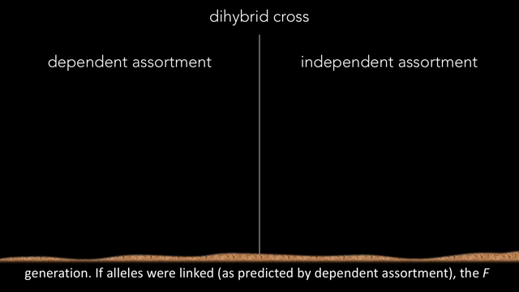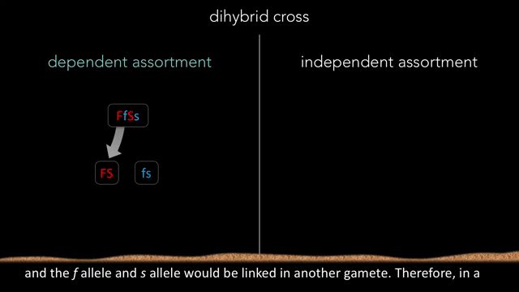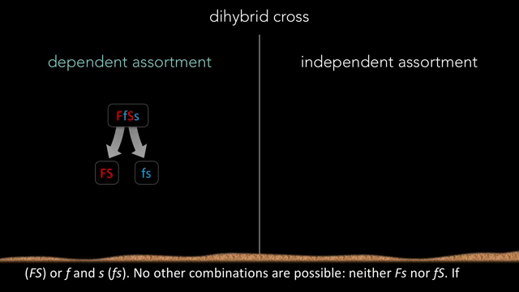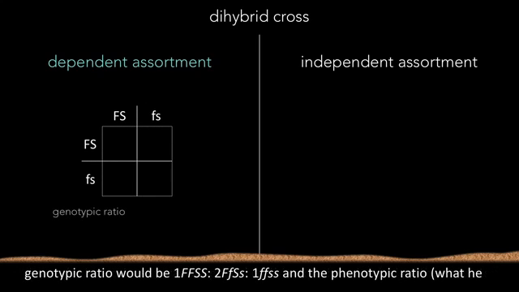If alleles were linked as predicted by dependent assortment, the big F allele would be physically connected to the big S allele in the production of a gamete, and the little f allele and the little s allele would be linked in another gamete. Therefore, in a dihybrid cross, the pollen and eggs would either have an allele combination big F and big S, or little f and little s. No other combinations are possible, not big F little s or little f big S. If dependent assortment was supported by this experimental design, the predicted genotypic ratio would be 1 big F, big F, big S, big S to 2 big F, little f, big S, little s to 1 little f, little f, little s, little s.